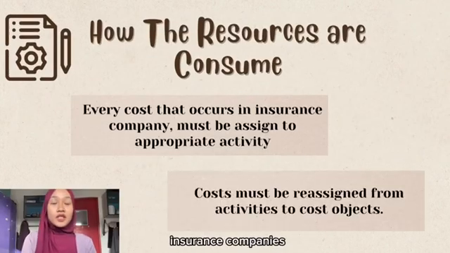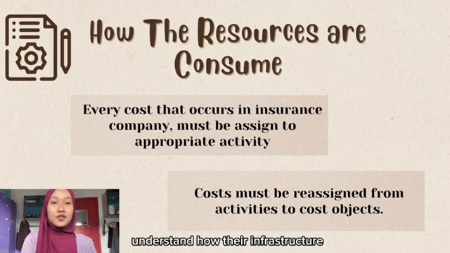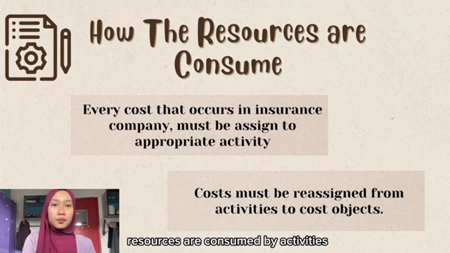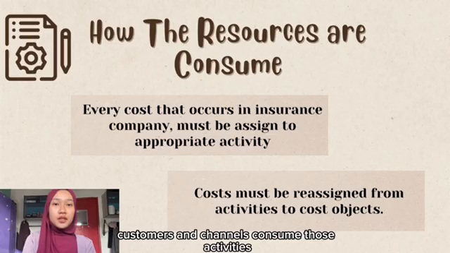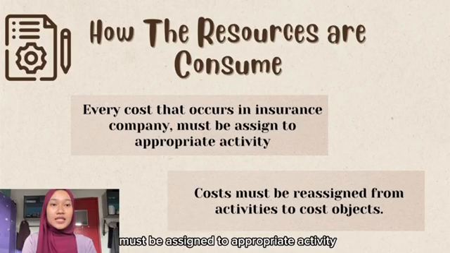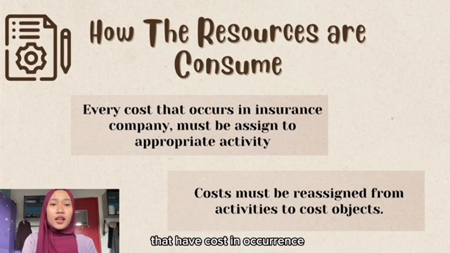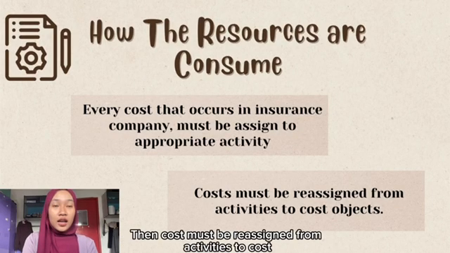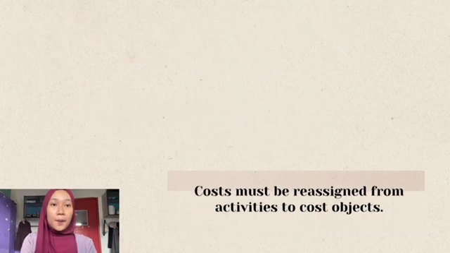Activity-based costing enables insurance companies to understand how their infrastructure resources are consumed by activities and how products, customers, and channels consume those activities. Every cost that occurs in an insurance company must be assigned to the appropriate activity that has costs in occurrence. Then, costs must be reassigned from activities to cost objects.